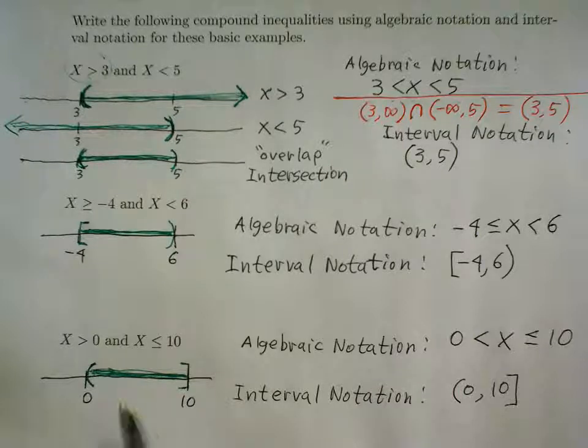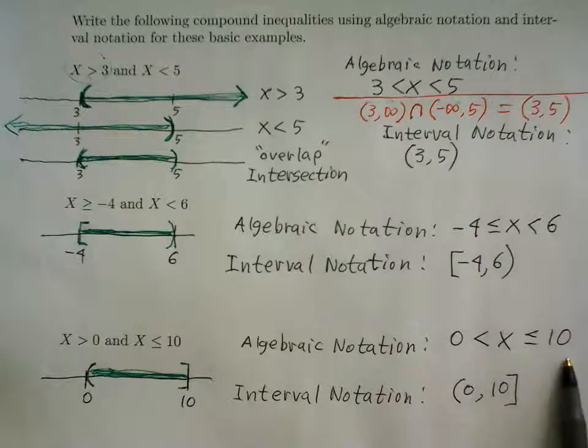Okay, each of those three representations represents the same set of numbers, all of the numbers between 0 and 10, excluding 0, but including 10. Okay, let's look at a few more examples.